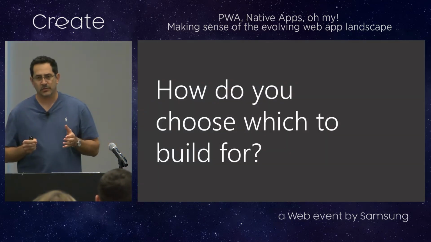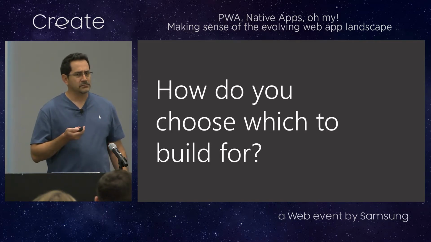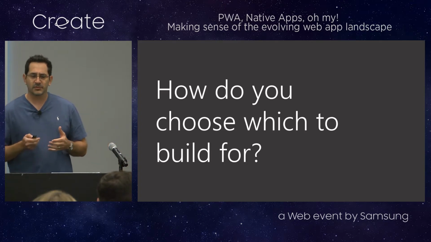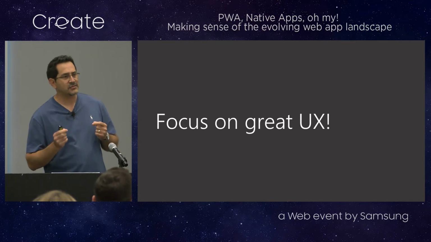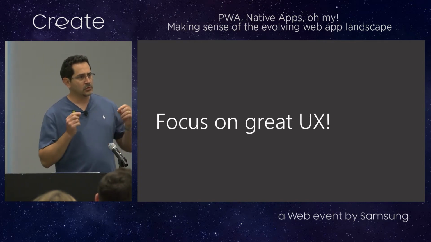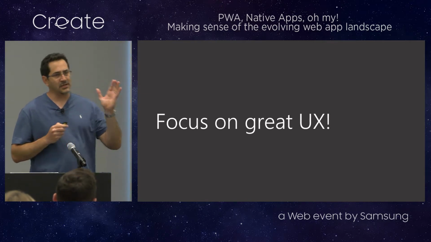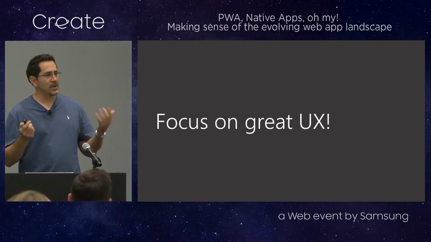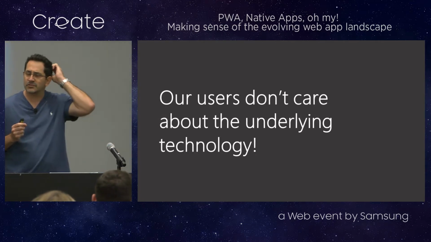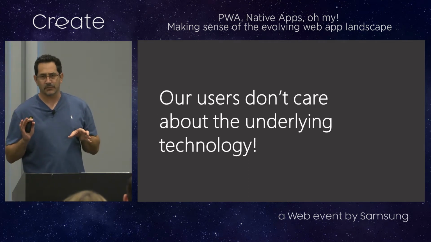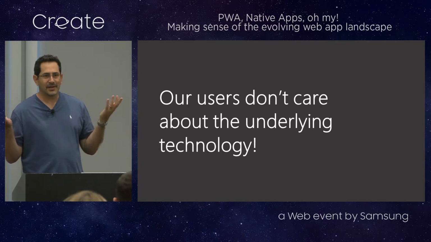So how do you choose what to build for? And should you choose? Well, in some cases, I'm sure you have to. But in most cases, the way we look at it is that if you focus on a great user experience, you shouldn't really have to choose. If you think about the way that you build your app in a responsive nature, you're taking advantage of progressive enhancement. You're using web-based standards features. Ultimately, the users really don't care about the underlying technology they're using. They just want a great experience. Anybody agree with that? Yeah. That's what we want.